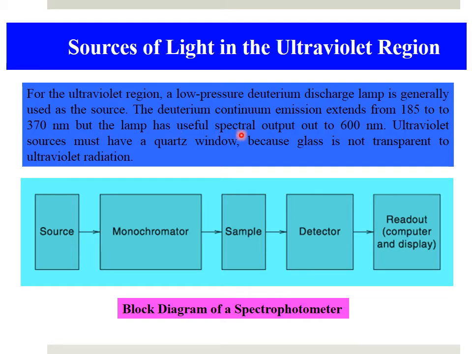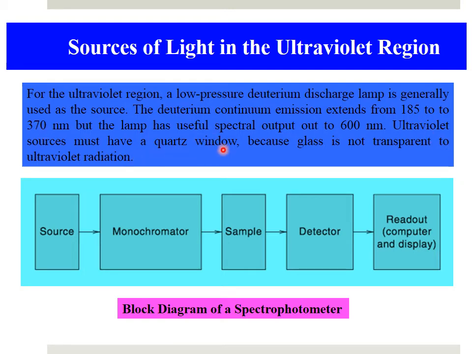But the lamp has useful spectral output out to 600 nanometers. So it can extend to 600 nanometers, but the continuum emission is from 185 to 370 nanometers. Although it can go up to 600 nanometers, it will not be continuous; it will be interrupted. So it is most preferably used in the ultraviolet region, up to 370 nanometers, which is below the visible region.